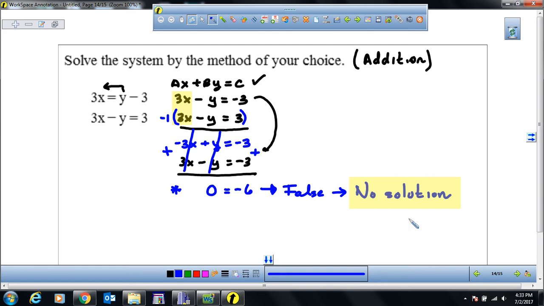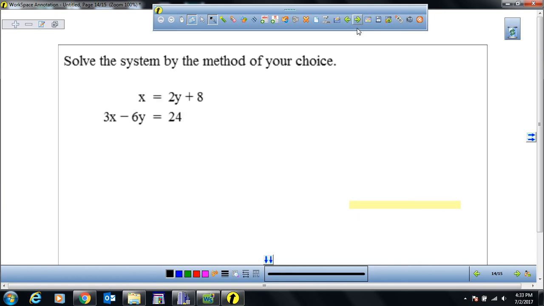And that's all we have to do for this. That's no solution, so there's nothing else we can do. There are no points of intersection. And the last case of the system is going to be this one. We're going to solve the following system by the method of your choice.